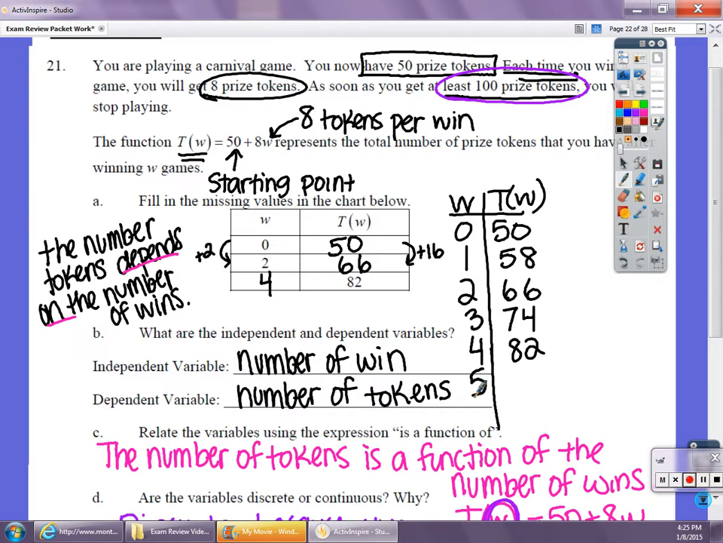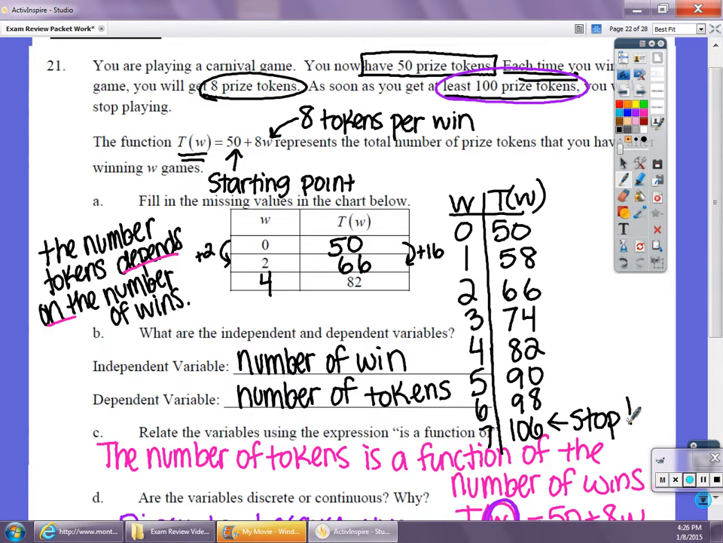So after 5 wins, I'd have 90 tokens. After 6 wins, I'd have 98 tokens. I'm not to 100 quite yet. And after 7 wins, I'm going to have 106 tokens. And so as soon as you get at least 100 tokens, we're going to stop.